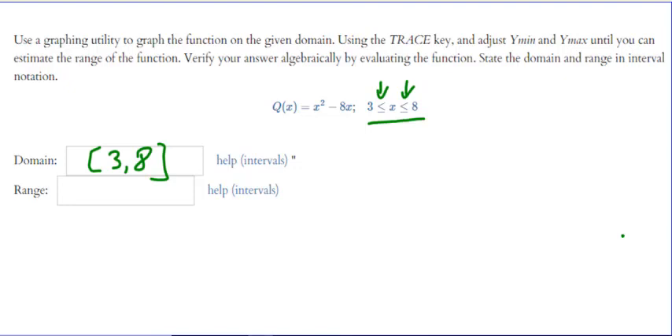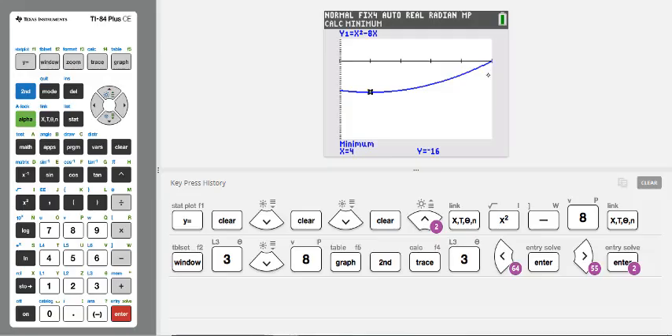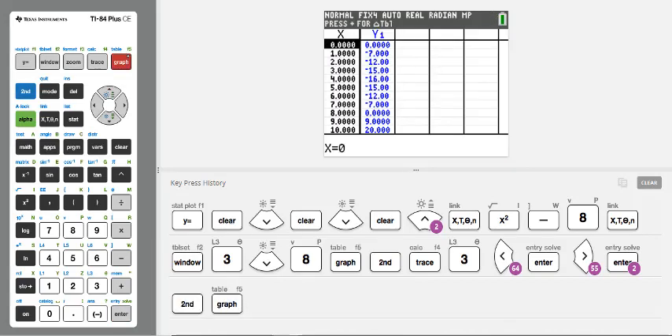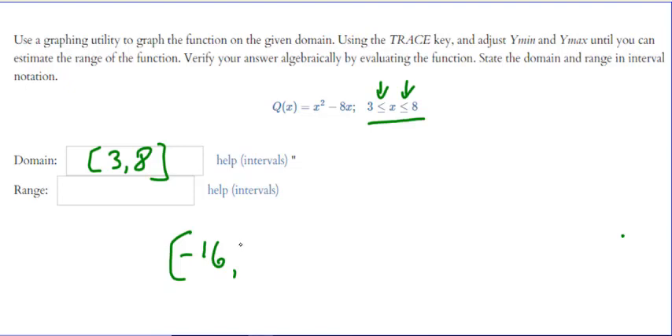So the lowest point is negative 16, comma, what's my highest point? Well, it appears that over here at 8 is my highest point. So I can really go to a table and my highest point is 0. If you look right here, from 3 it's negative 15, negative 16, negative 15, negative 12, and at 8 it's 0. So there you go. That's how I would do that. So this concludes 2.6 part 3's video.